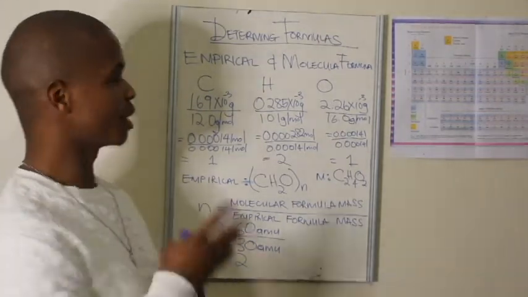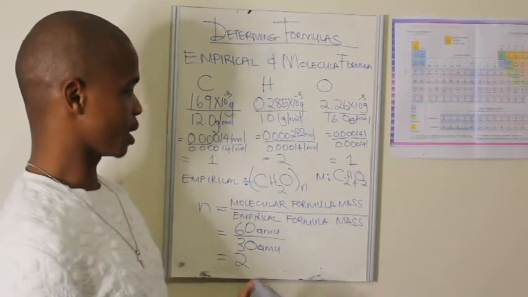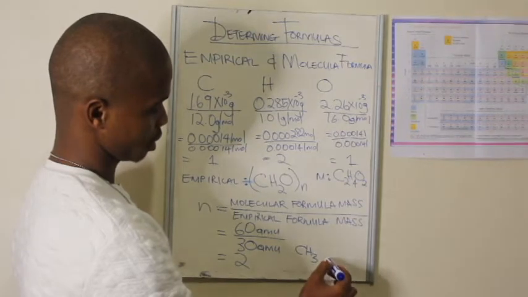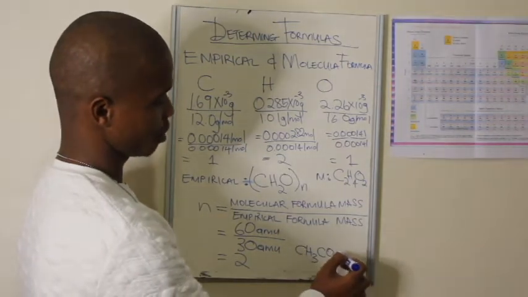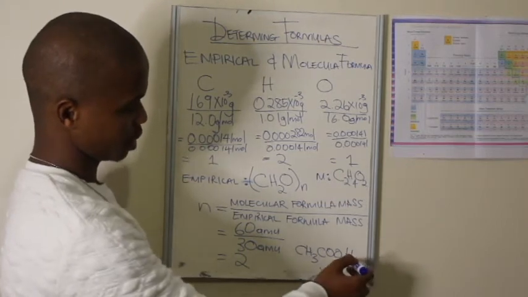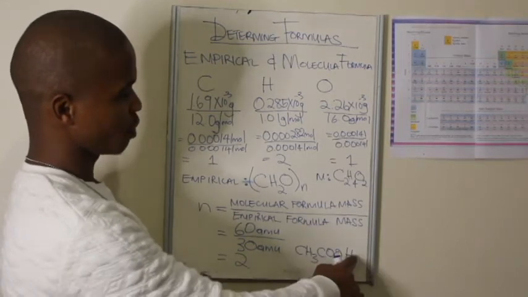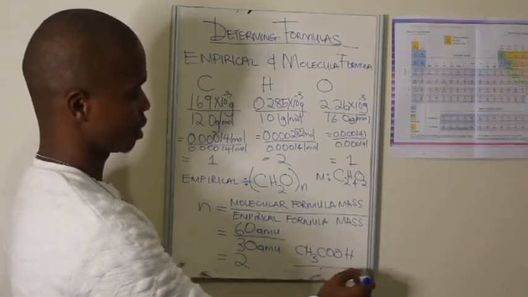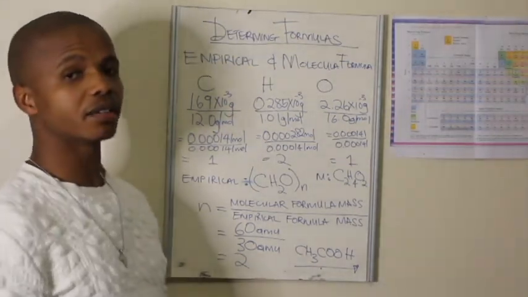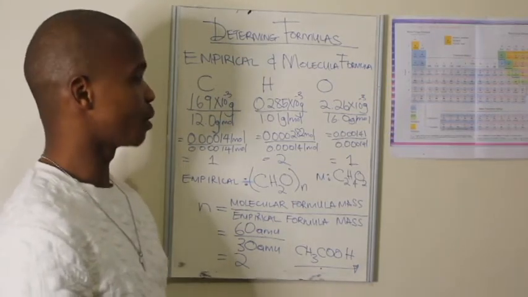And by the way, for this example, our compound was acetic acid, and acetic acid is CH3COOH. And if you look at this, it's the same as this one. You have 2 carbons, 4 hydrogens, and 2 oxygens. So if we followed everything correctly, we find our mass as that one.